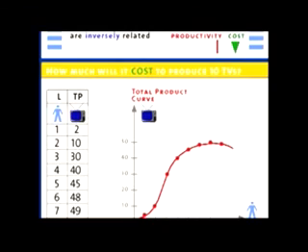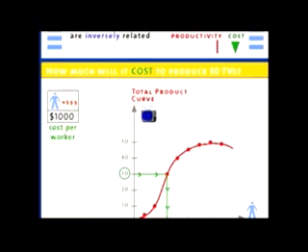If we want to, however, increase our output up to 30 television sets a week, going over to the curve, we're going to have to hire three workers. Now think about this for a minute. Once you know how many workers you have to hire, you know how much it's going to cost you in labor expense. Remember, those two workers cost you $1,000 each for a total of $2,000. If you want to make 30 television sets a week, you've got to hire three workers. That's going to cost you 3 times 1,000 or $3,000 a week.